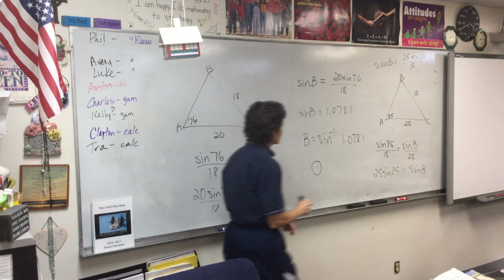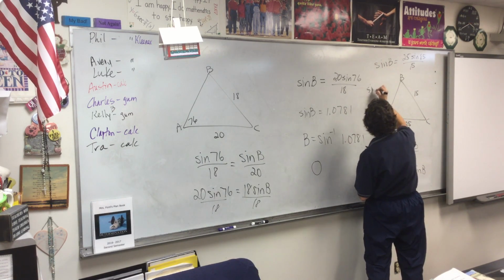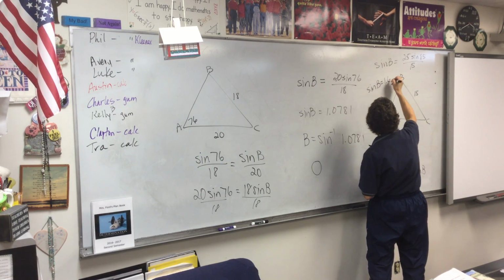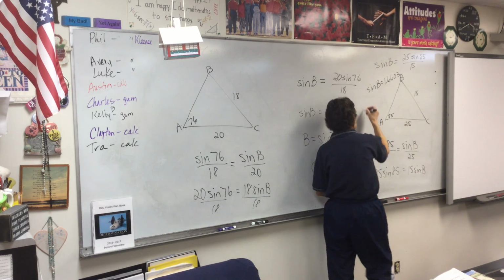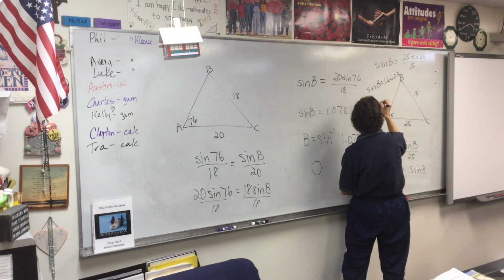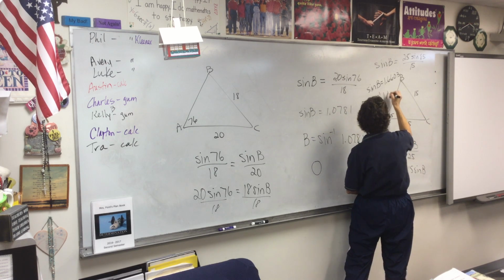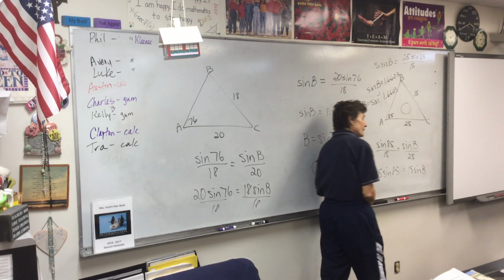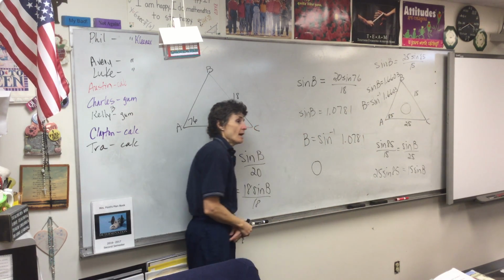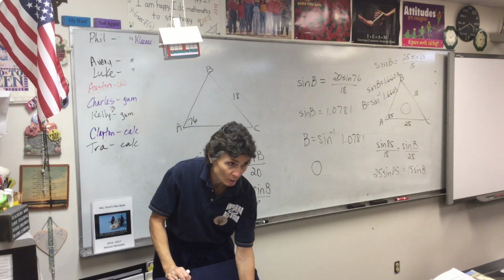Okay, so sine B equals 1.6603. So now we second sign that number: second sign, inverse sign, 1.6603. That one doesn't work either. Oh my gosh. How many triangles are possible? 0.